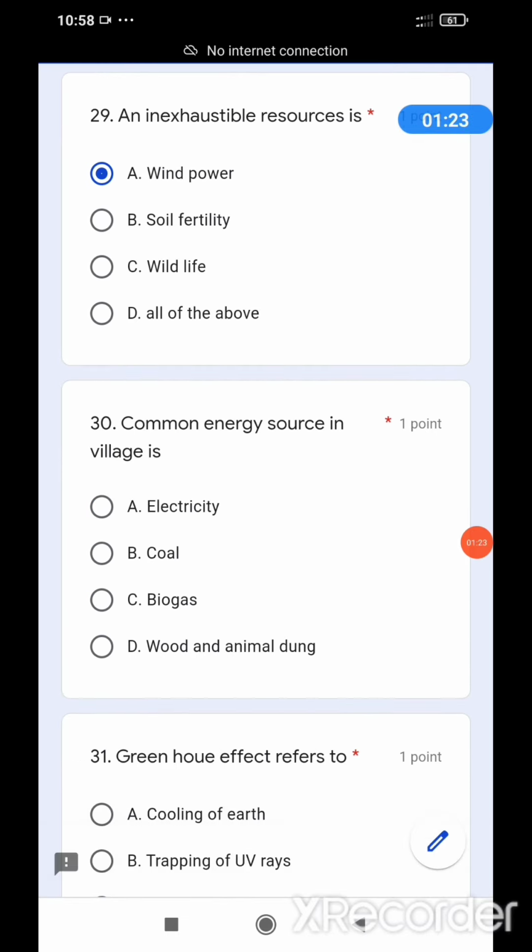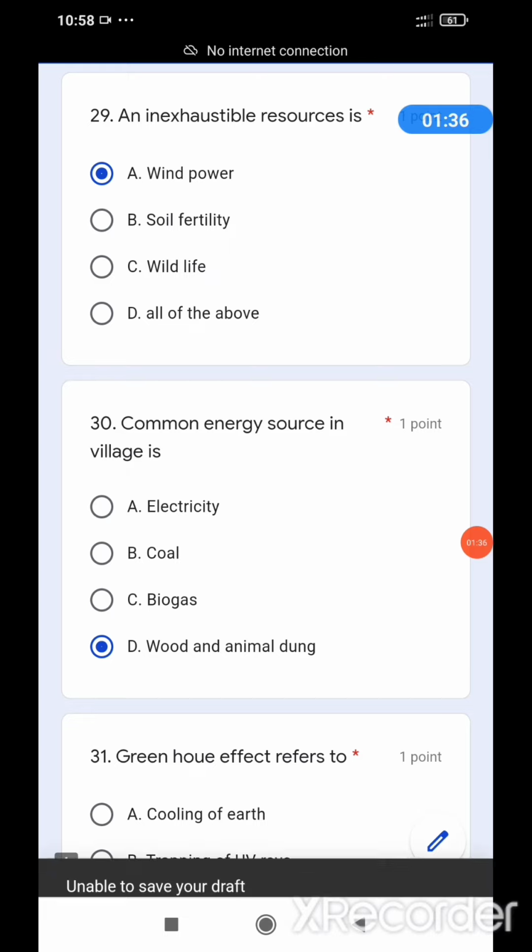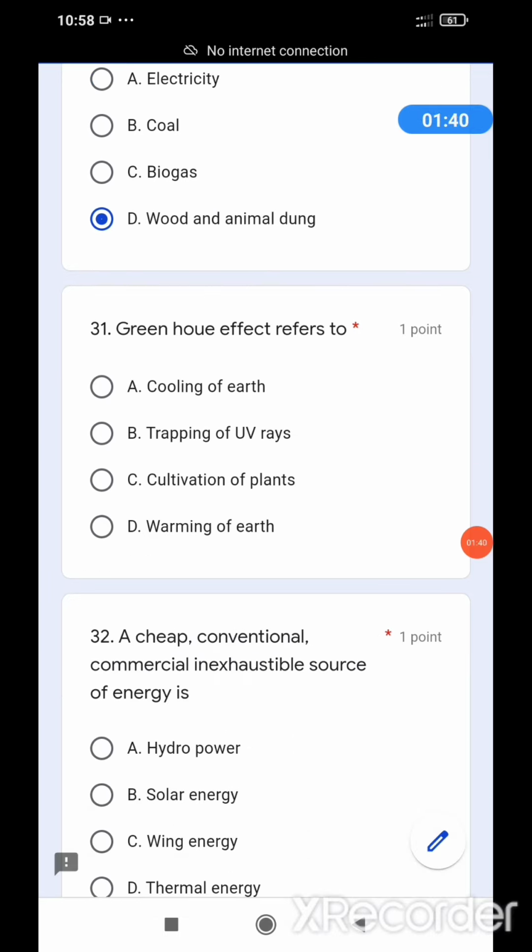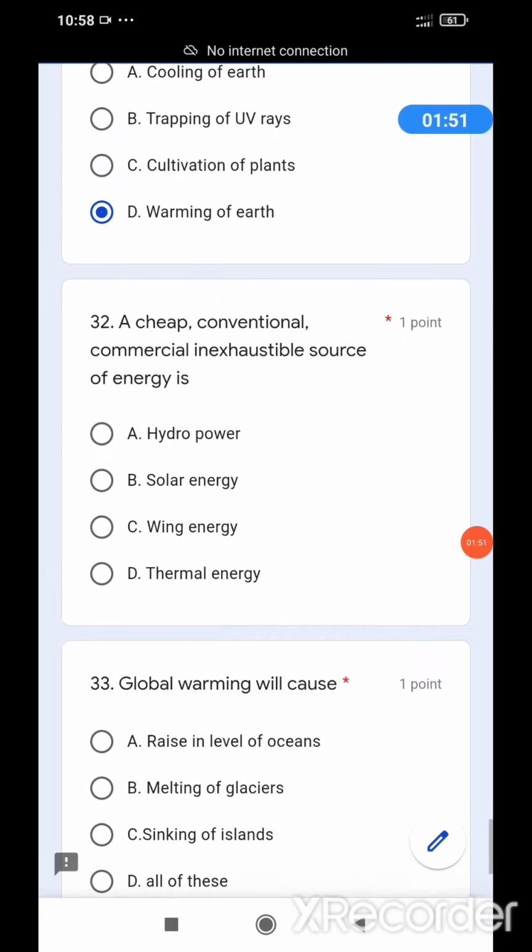30. Common energy source in villages is wood and animal dung. 31. Greenhouse effect refers to warming of earth.